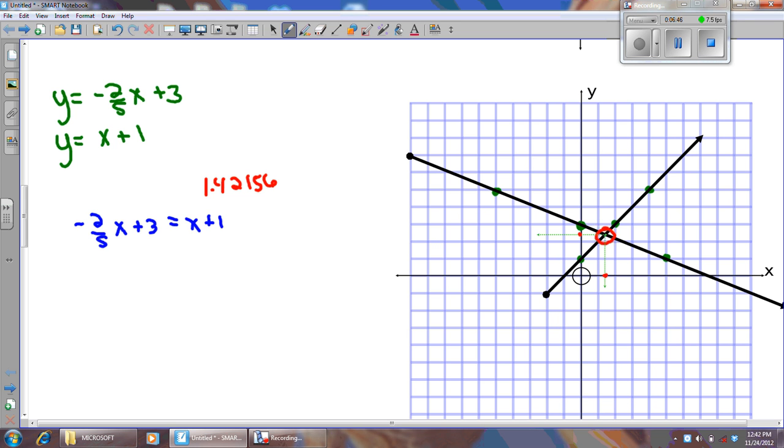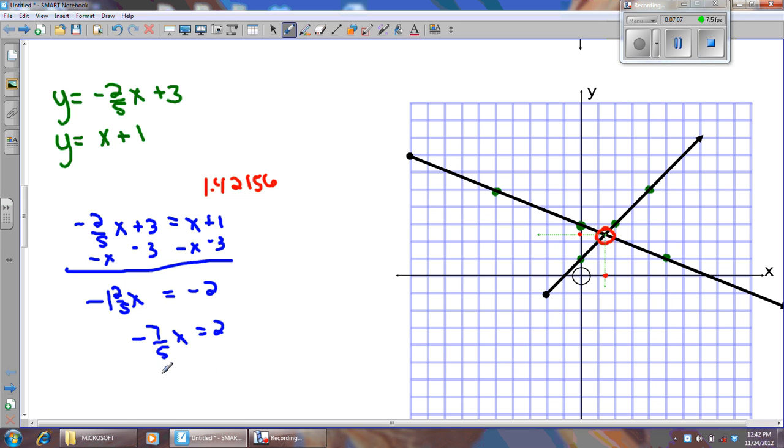x plus 1. So I'm going to subtract 3 from both sides, and I'm going to subtract x from both sides, right? So I'm going to get negative 1 and 2/5 x equals negative 2. 1 and 2/5 is the same as negative 7/5 x, which is negative 2. And we're going to divide by negative 7/5, which is the same as multiplying by negative 5/7. All right, so I'm going to get negative 10/7, which is the same as x equals negative 1 and 3/7.